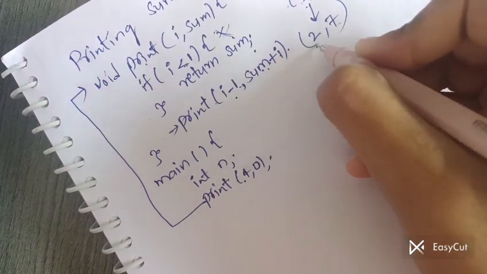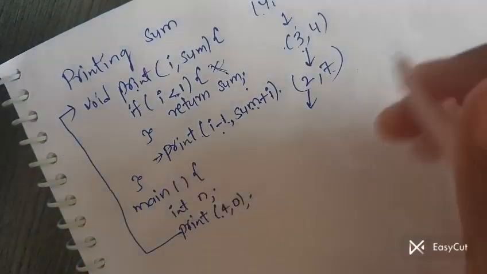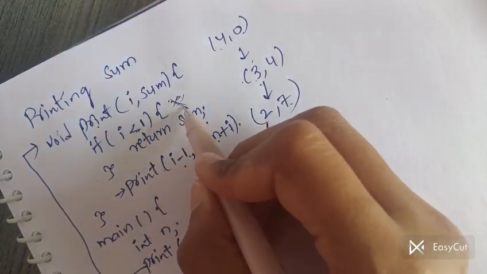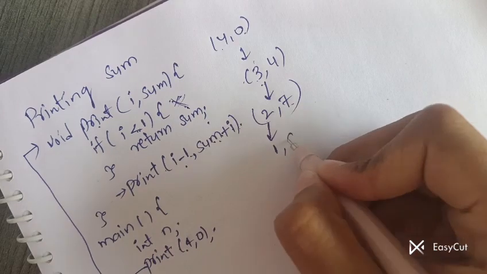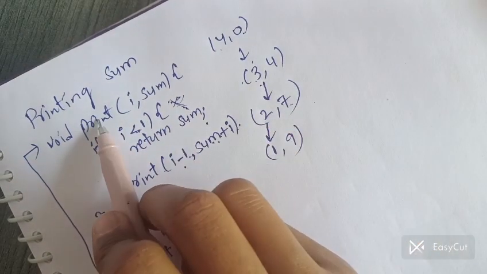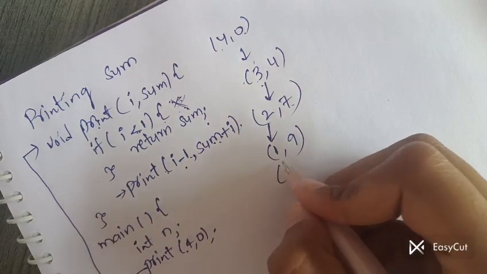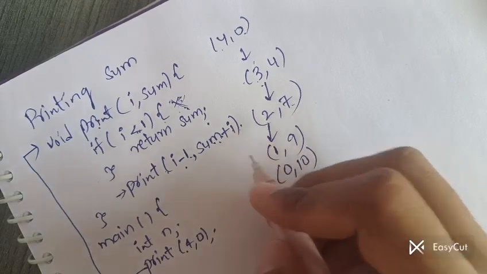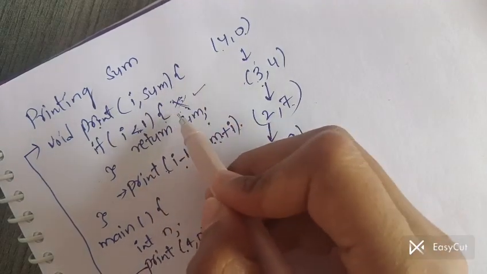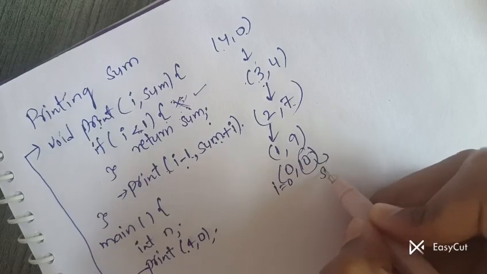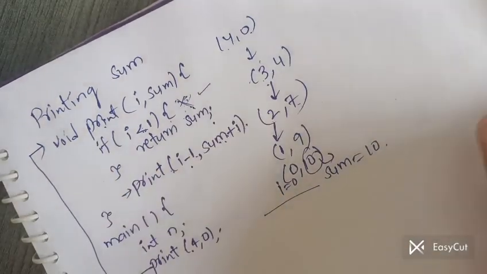Again 2, 7. Again it enters into the function. Here this condition is false, hence this line will be executed. 2 minus 1 is 1, sum plus i, 7 plus 2 is 9. Next, again this condition is false, so it will execute this line. Now i value becomes 1 minus 1, 0, and 9 plus 1 is 10. Now the value of i is equal to 0, hence this condition is true and the sum will be returned. So here the sum is equal to 10. This is the way we solve it using the parameterized method.